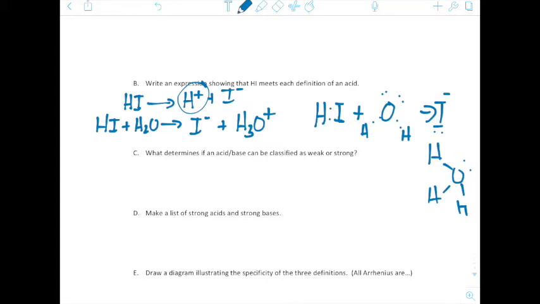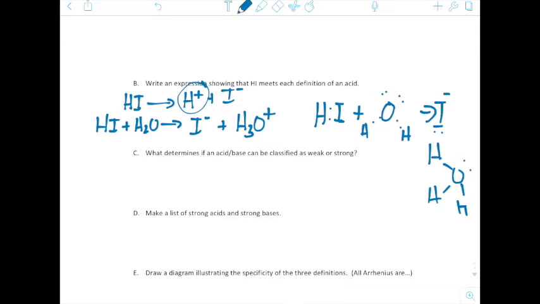It says what determines if an acid or base can be classified as weak or strong. Strong means that it ionizes completely, and weak means that it only partially ionizes. So if it only gave up a little bit of protons and not all of it, then we say it's weak. If it donates every single proton it can, then it is strong.